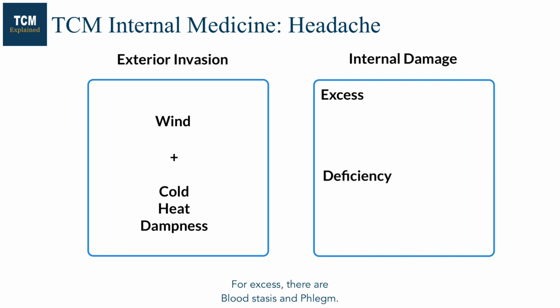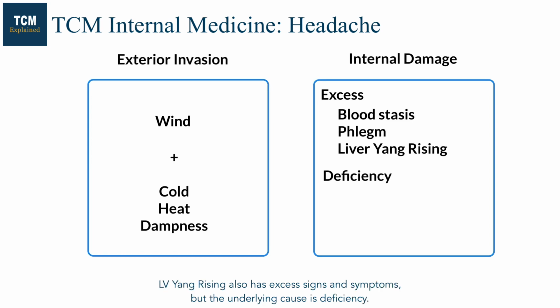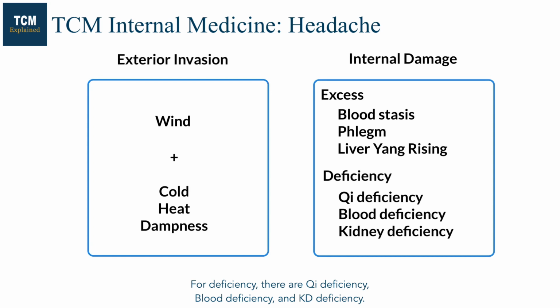Internal damage can be further divided into two groups, excess and deficiency. For excess, there are blood stasis and phlegm. Liver yang rising also has excess signs and symptoms, but the underlying cause is deficiency. For deficiency, there are qi deficiency, blood deficiency, and kidney deficiency.